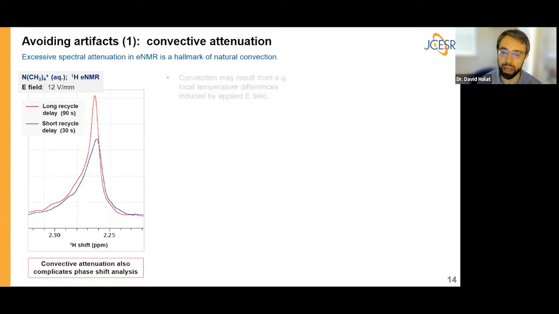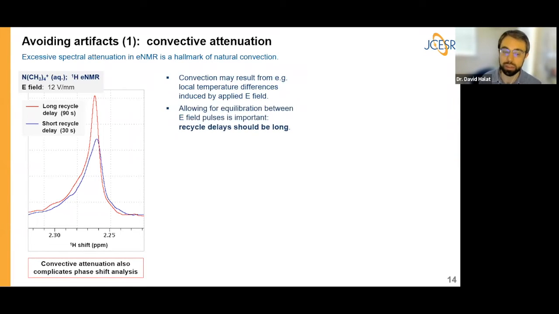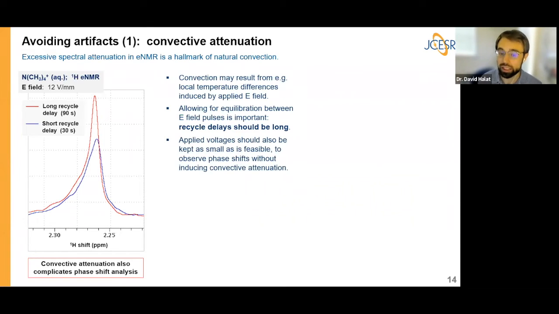And so when we consider the mechanism for that artifact, the main origin is local temperature differences that result from the electric field application. And that gives rise to natural convective flow. And so the easiest method to account for that is to ensure that we have sufficient delays between the pulses to equilibrate any temperature hotspots and to ensure a uniform sample concentration. We can also minimize the applied voltage, in other words, just applying the minimum that we need in order to observe a phase shift without causing any attenuation artifacts.